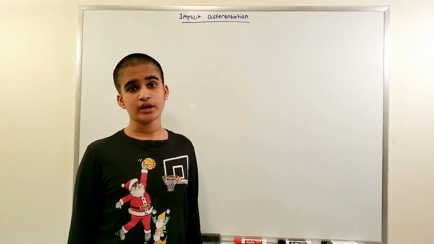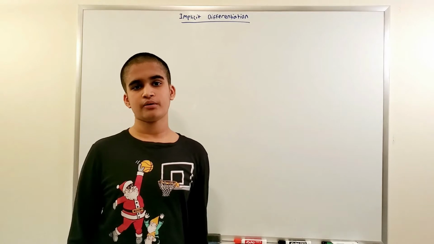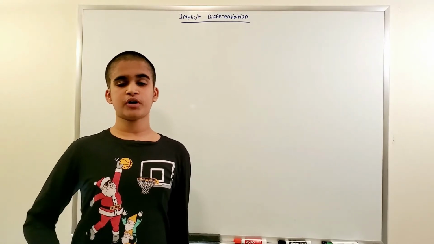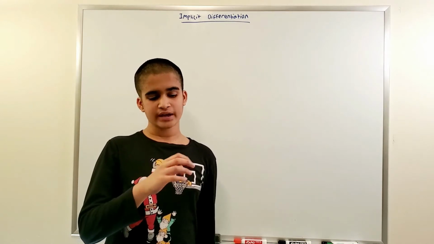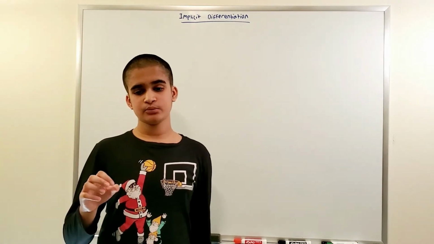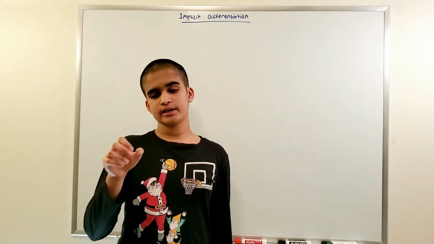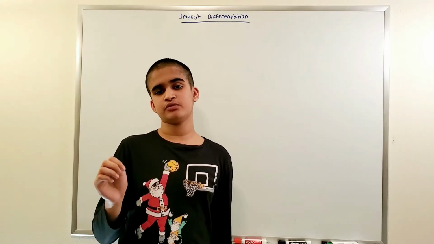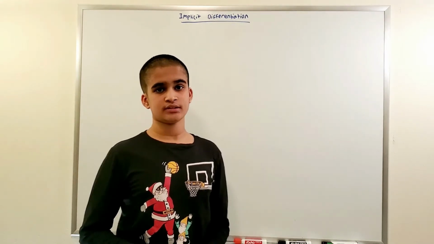Everyone, today we're going to learn about implicit differentiation. Now, usually the functions we are differentiating are written in the form of y is equal to something in terms of x, and this we can differentiate through our usual methods. Here, y is explicitly defined in terms of x. However, that is not always the case.